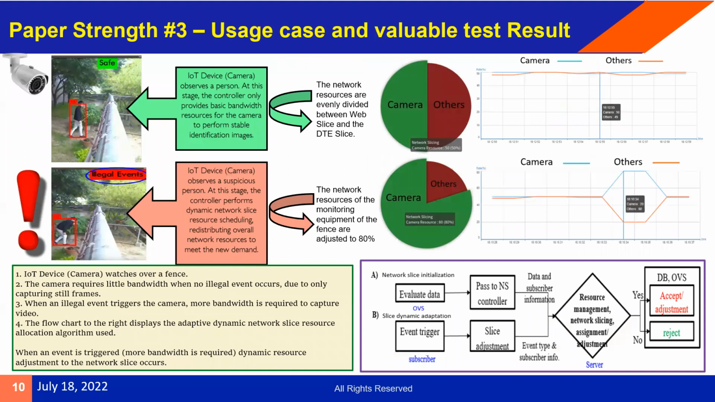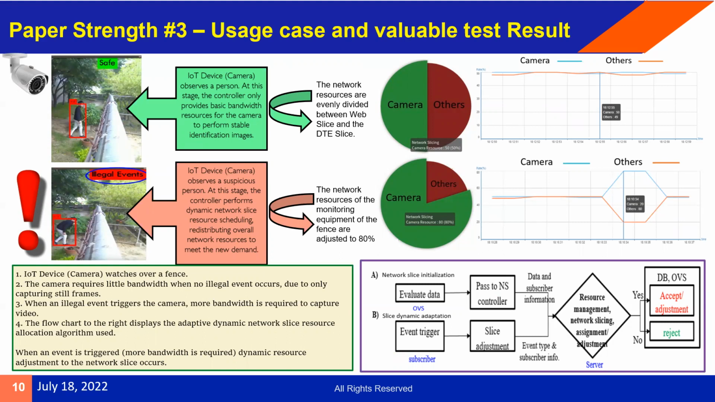Okay, so paper strength number 3. This is going to be the use case and the test results for the prototype that they did. On the very top left of the screen, there's a camera, and that camera is monitoring a fence. The fence shows a safe activity, which has a person highlighted. The IoT device camera observes a person, and at this stage, the controller only provides basic bandwidth resources to the camera to perform stable identification images.